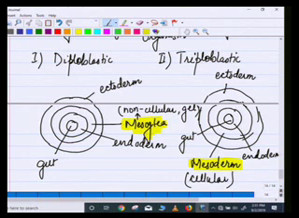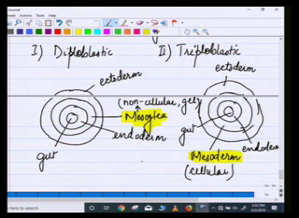So we have three layers. What are they? Endoderm, mesoglia, ectoderm, where the mesoglia is non-cellular and gel-like. And the three layers in triploblastic are ectoderm, mesoderm and endoderm, where the mesoderm is very much cellular like the other layers, ectoderm and endoderm. So what is basically the role of this three-layered and two-layered structure?